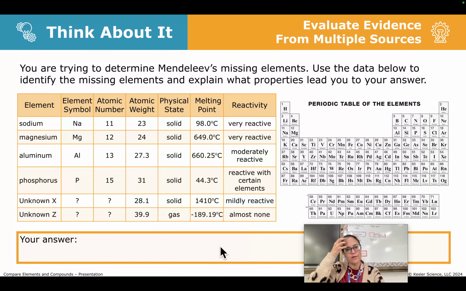Okay, so think about it. You are trying to determine Mendeleev's missing elements. Use the data below to identify the missing elements and explain what properties led you to your answer. So he had these here, and then he had gaps in his periodic table. So use the properties you see here to figure out what might be missing. It's a little tricky.